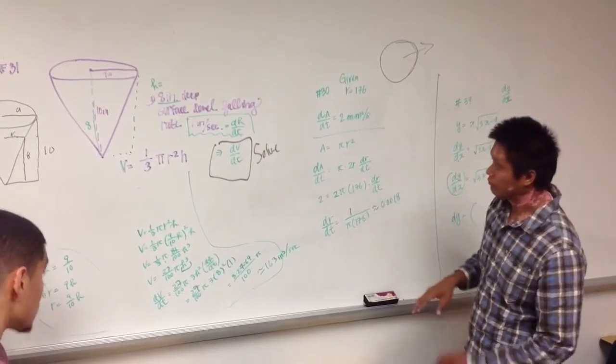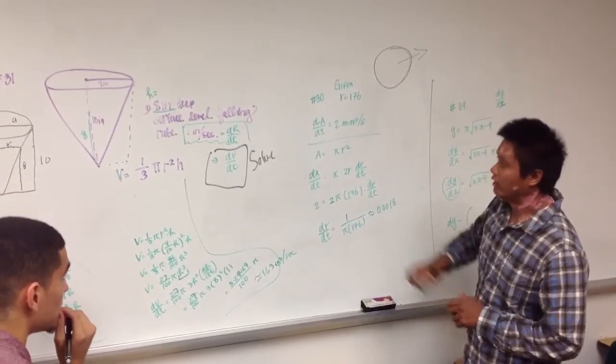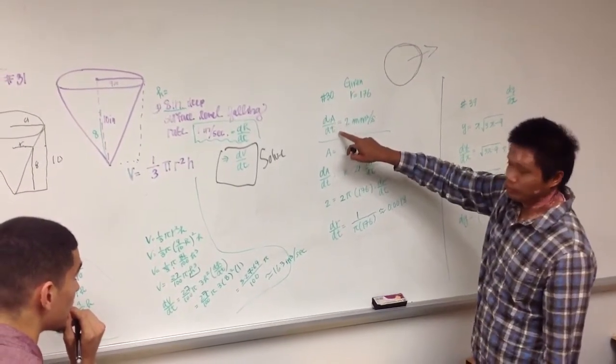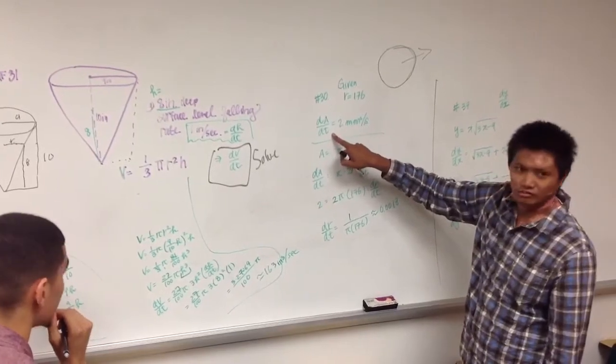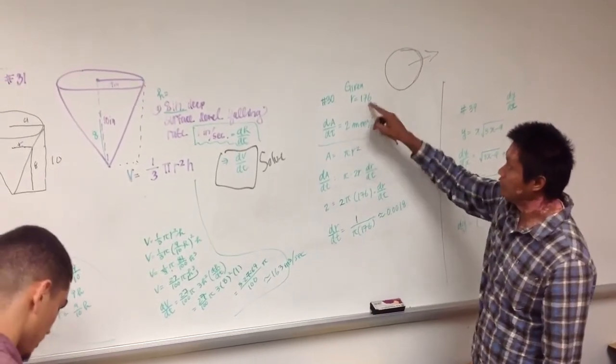I want to explain what the dt means. That's area with respect to time. You guys got that? Okay. So those two things are given.